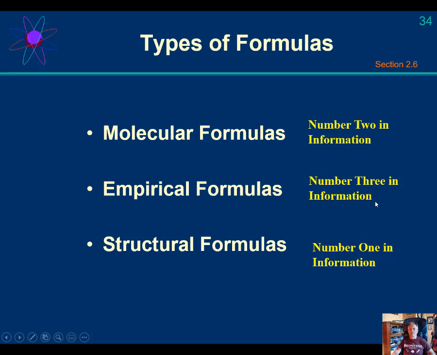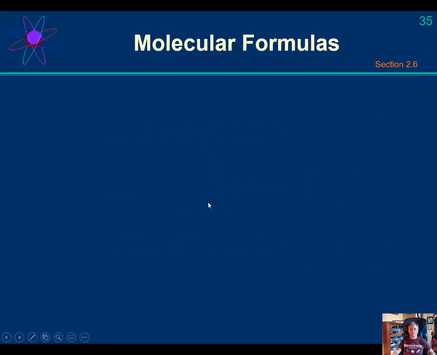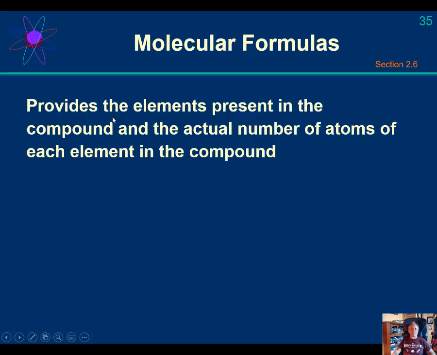It's the number three in information. And you need to know all three, particularly the top two, molecular and empirical formulas. So molecular formulas provide the elements present in the compound and the actual number of atoms of each element in a compound. So for instance, here is glucose.